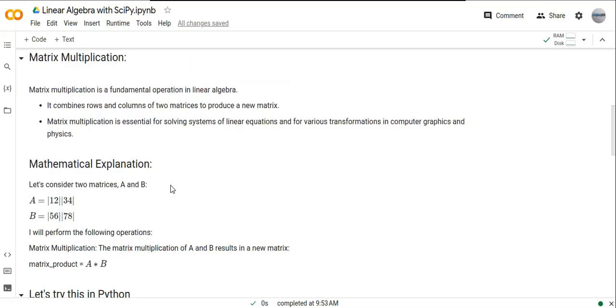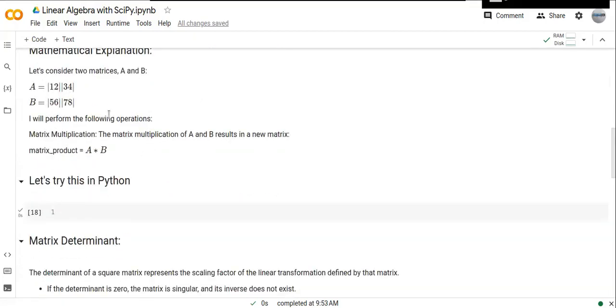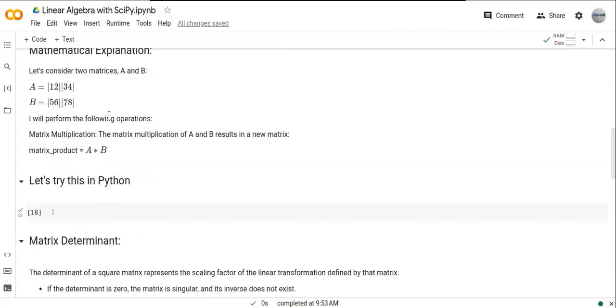Matrix multiplication is a fundamental operation in linear algebra. It combines the rows and columns of two matrices to produce a new matrix. Matrix multiplication is essential for solving systems of linear equations and for various transformations in computer graphics and physics. So this is a mathematical expression of two-dimensional arrays, or matrices. Basically, a matrix is a two-dimensional array, but a vector is a one-dimensional array, as I explained in the first video.